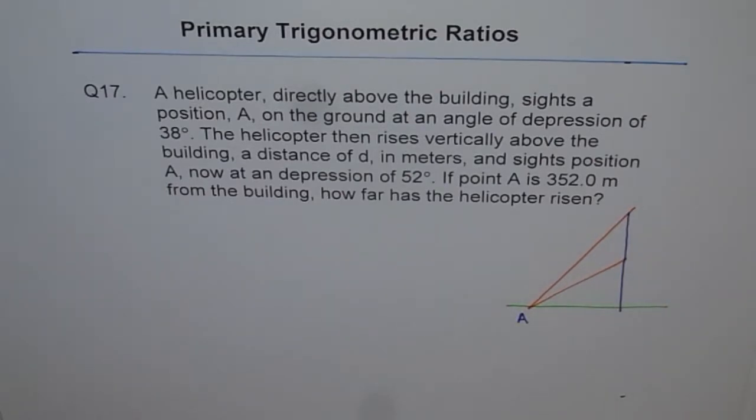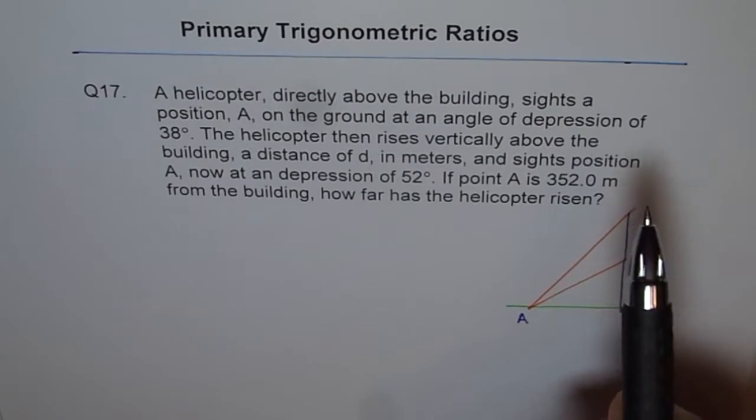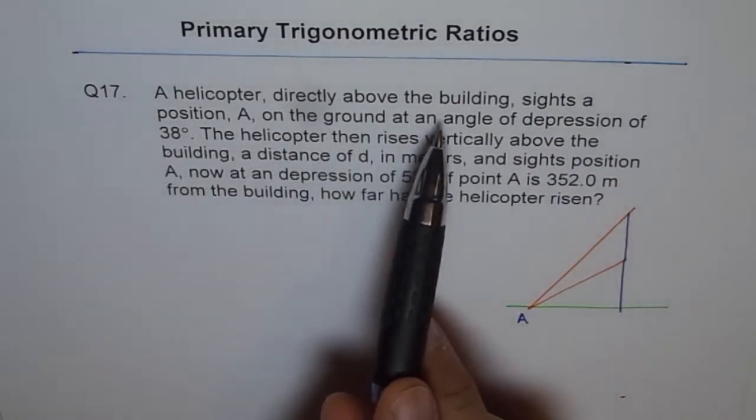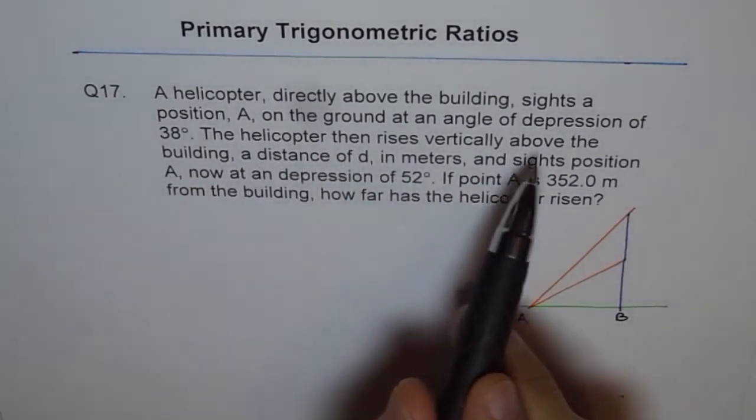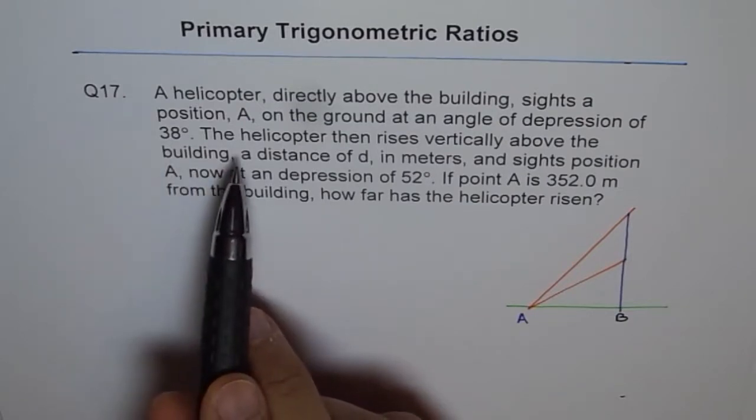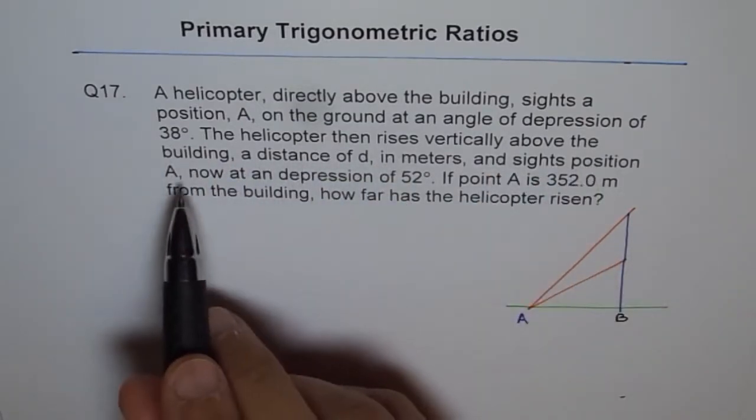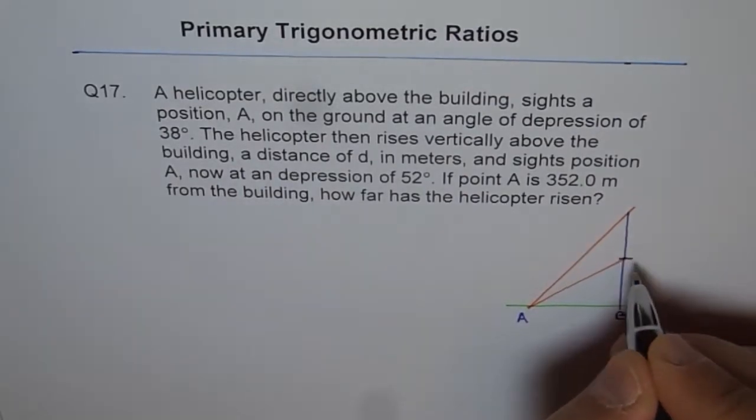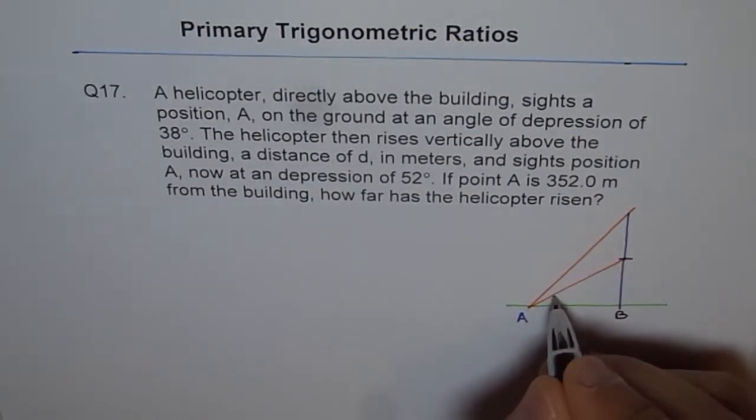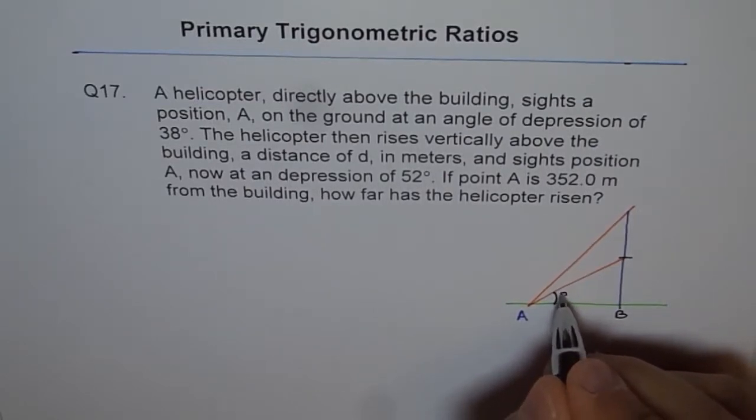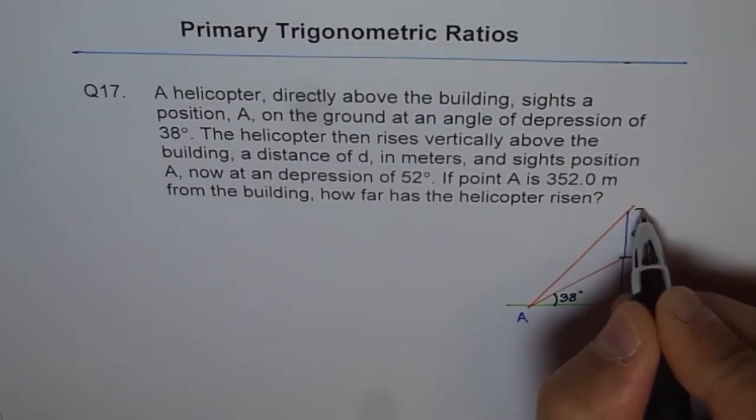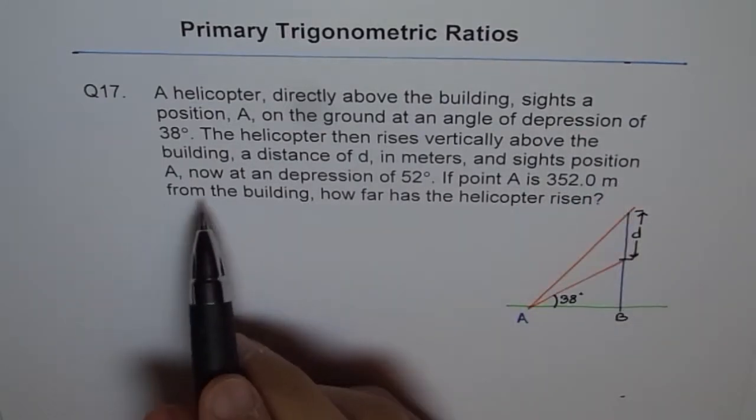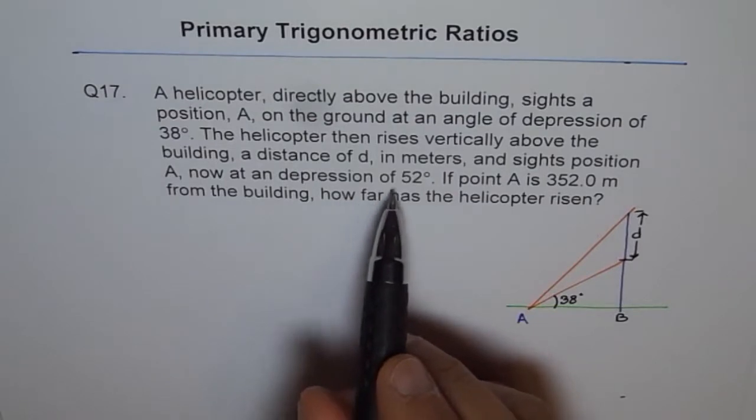Let me read the problem once again. A helicopter directly above the building sights a position A. Let's say this is the building B, on the ground at an angle of depression of 38 degrees. The helicopter then rises above the building a distance of d. So earlier it was this position, and that angle for us is 38 degrees. Then it rises d meters above, so this distance is d more than the previous height, and sights position A now at an angle of depression of 52 degrees.